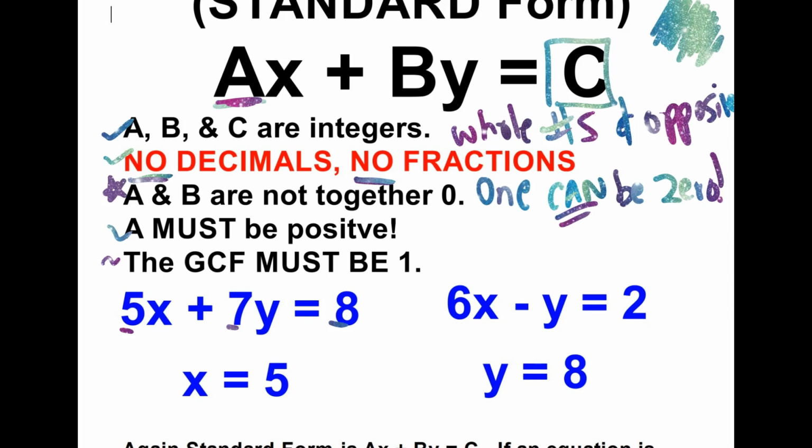A and B are not 0 together. Duh, because A is 5 and B is 7. A must be positive. Got that. And the greatest common factor must be 1. Between 5, 7, and 8, the greatest common factor is 1.